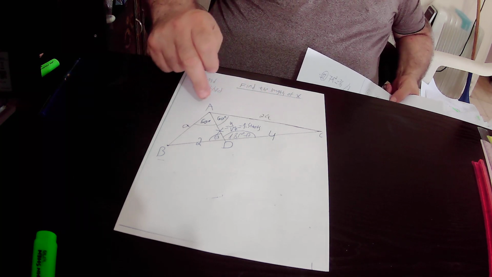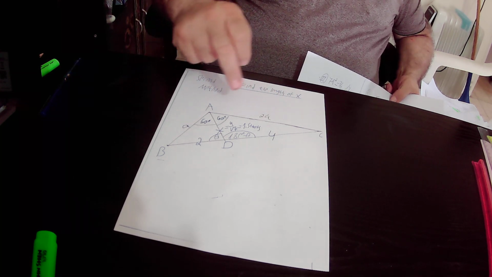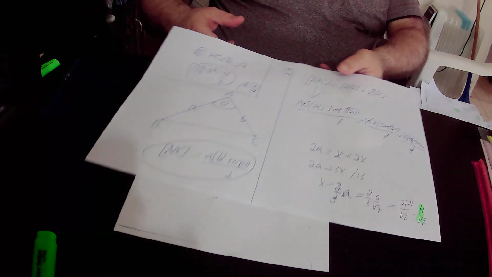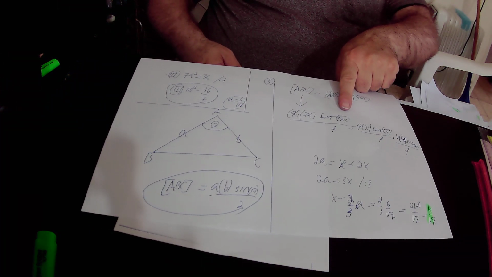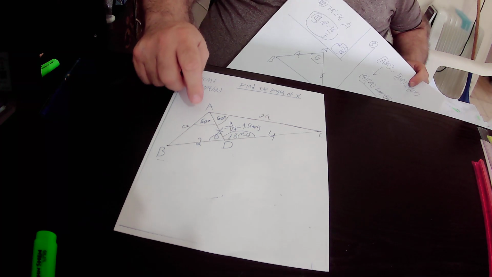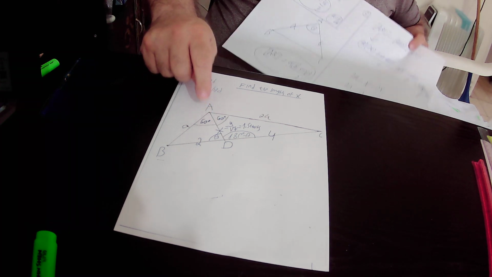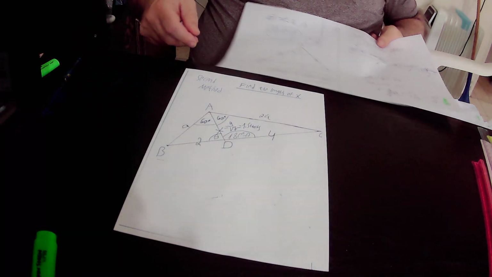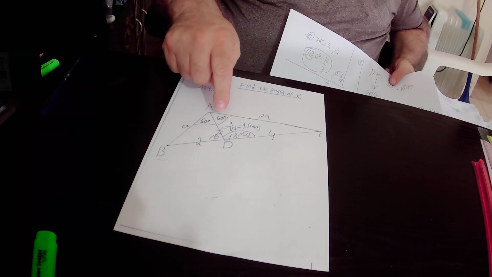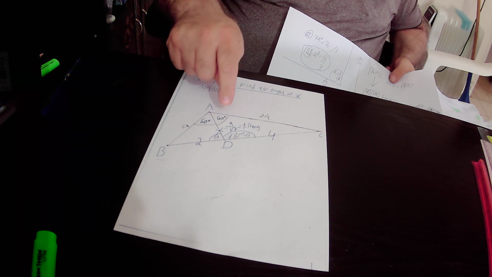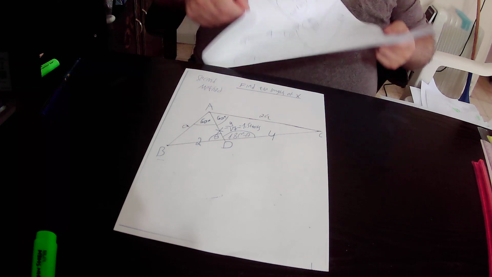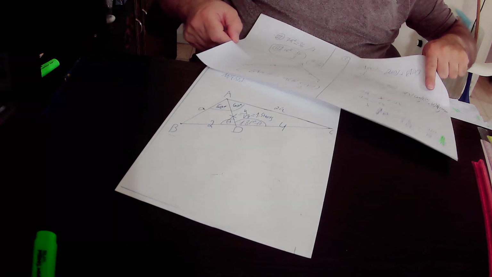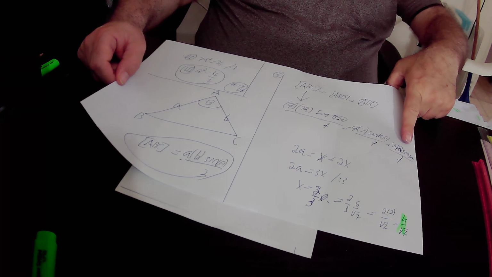So what is the area of triangle ABC? According to the new formula, the area of triangle ABC will be equal to a times 2a times sine 180 degrees over 2. The area of triangle ADB equals a times x times sine 60 degrees over 2, plus the area of triangle ADC. The area of triangle ADC according to the new formula will be equal to x times 2a times sine of 60 degrees over 2.